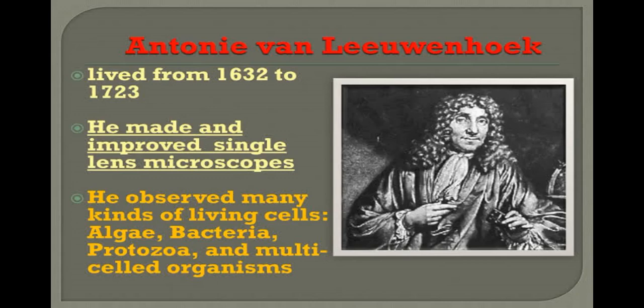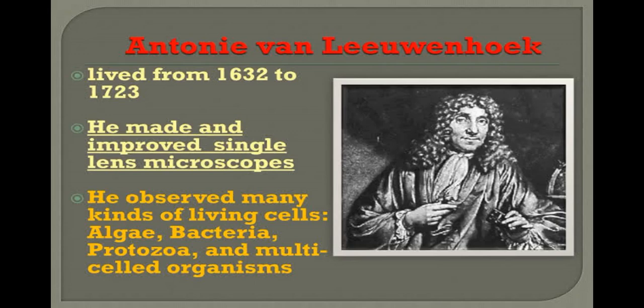And he is Anton Van Leeuwenhoek. So he lived from 1632 to 1723. He made an improved single-lens microscope and he observed many kinds of living cells like algae, bacteria, protozoa, and multi-celled organisms. So Anton Van Leeuwenhoek's single most important discovery was the existence of single-cell organisms.